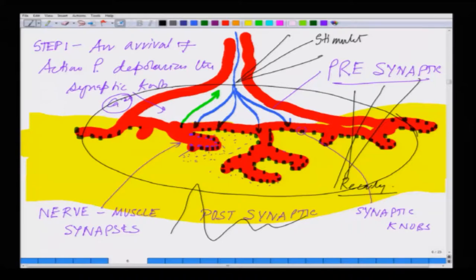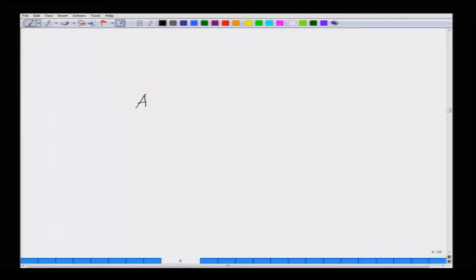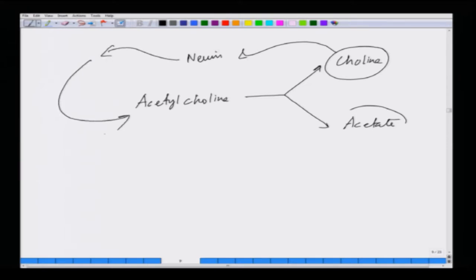So, one of the things that happens when acetylcholine is being secreted: acetylcholine binds, but very soon, very immediately, pretty much at the same time, the acetylcholine has to be degraded out. So, the acetylcholine which is secreted is being degraded out as choline and acetate. And this choline is again taken up by the neuron in order to make new acetylcholine, okay, and acetate is further degraded. And this is being done by an enzyme called acetylcholinesterase.